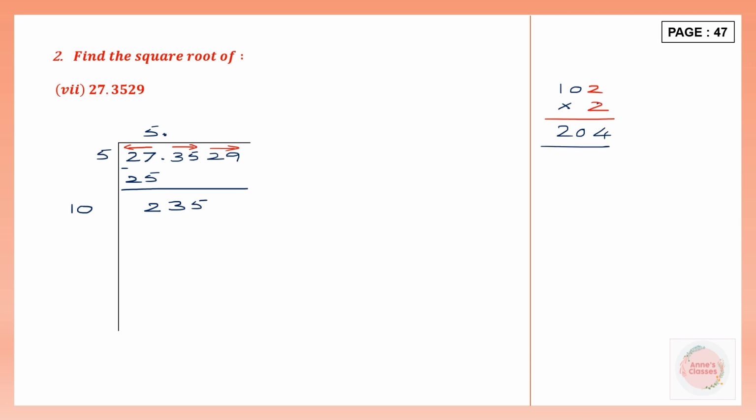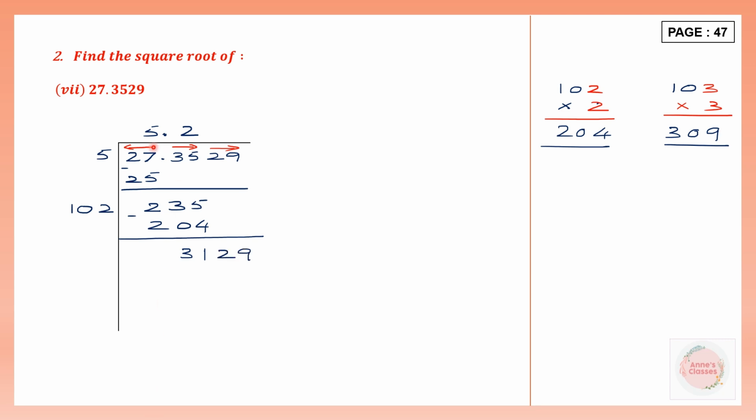It's 204. If I take 10 and put 3 next to it and multiply it by 3, what will I get? 3 3s are 9, 3 zeros are 0, 3 1s are 3. I will get 309. My number is 235. So I'm going to use 204. That means next to 10, I have to put the digit 2. So now it's become 102. 102 into 2 is 204. So let me minus this now. 5 minus 4 is 1. I have 3 here. I'm going to bring down the next pair, which is 29.